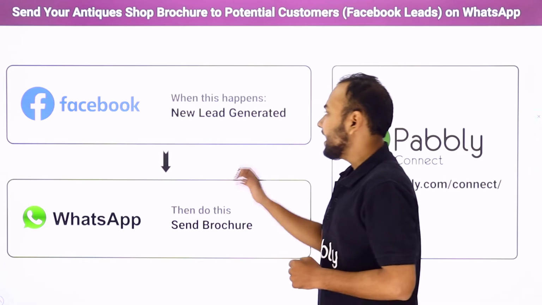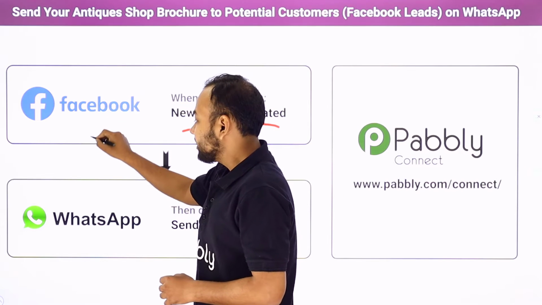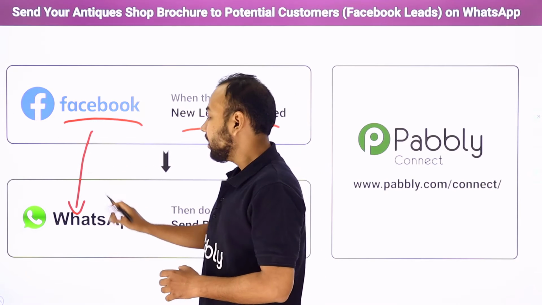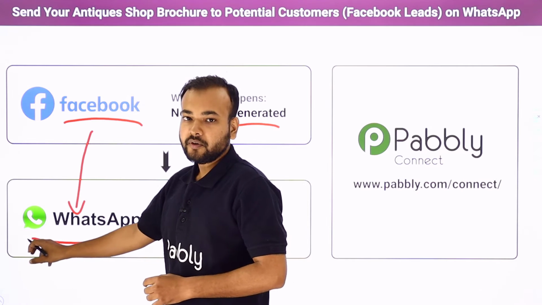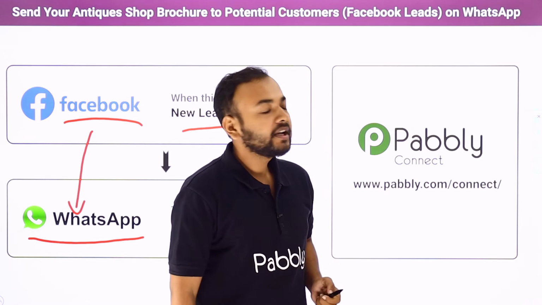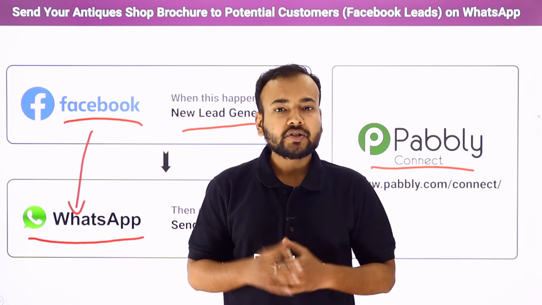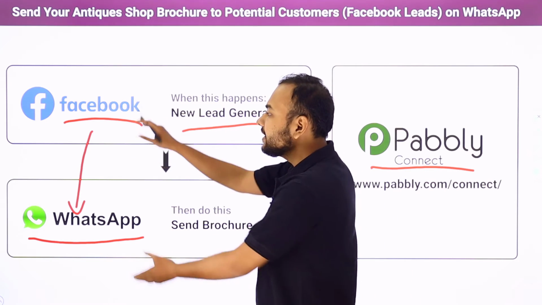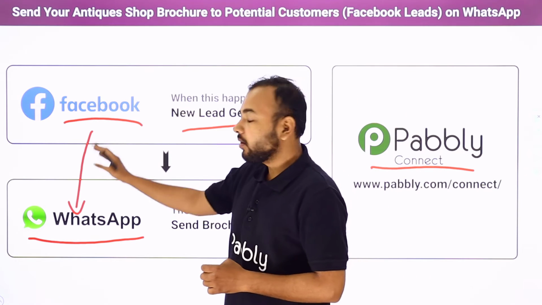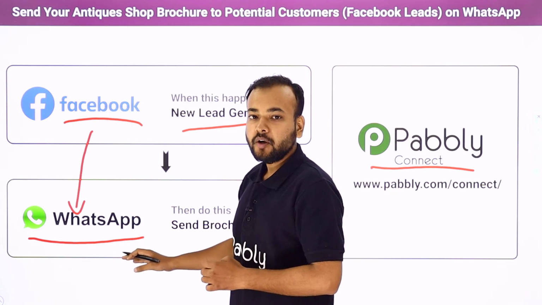What if I tell you that as and when a new lead is generated with the help of a Facebook lead ad form, a WhatsApp message gets automatically delivered to the person who has filled this lead ad form, along with your antiques shop brochure, right? And this can happen, guys. To make this happen, I am using a software called Pabbly Connect. Pabbly Connect is an automation and integration software, and it will connect these two applications such that whenever a new lead gets generated, a WhatsApp message gets automatically delivered to the person who has filled this lead ad form along with your antiques shop brochure.